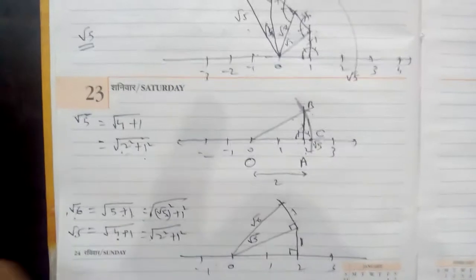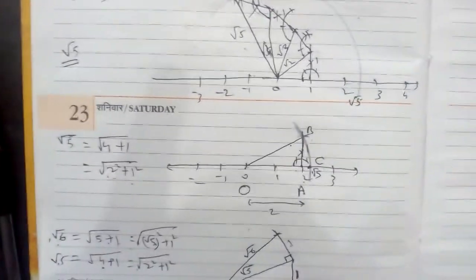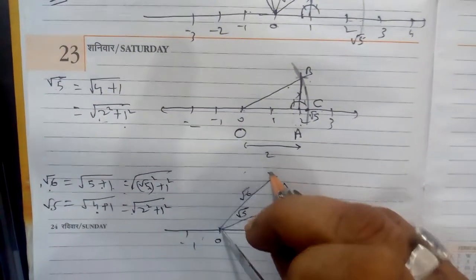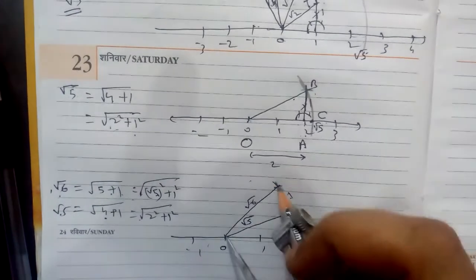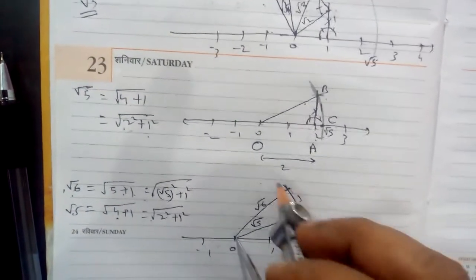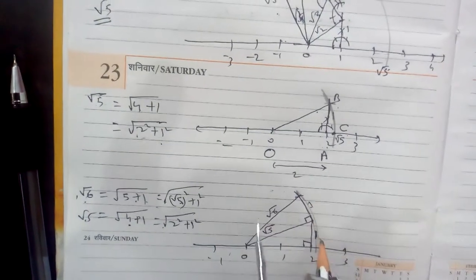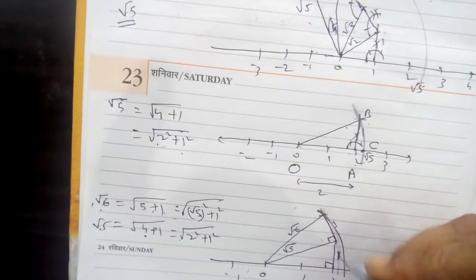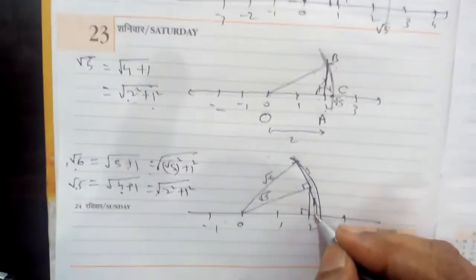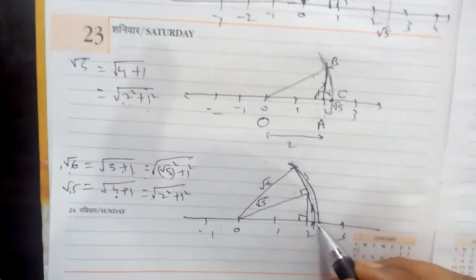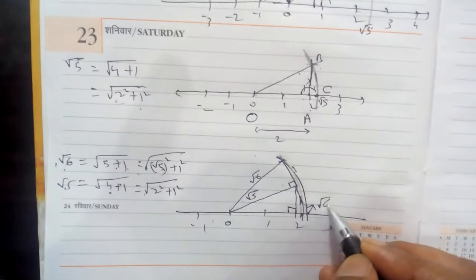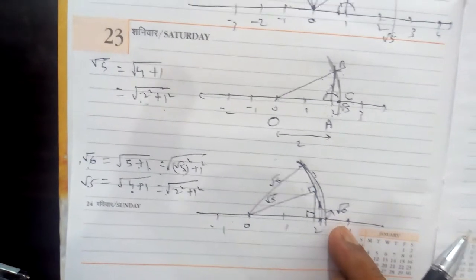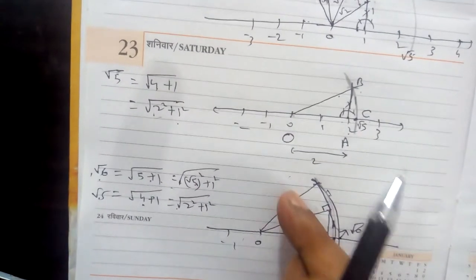Now by the compass, again the same process when you draw, you can get root 5 as well as root 6. Root 6 is this, and you take the compass and then draw. What are you getting? Root 6. You are getting root 6 on the number line. Root 5 here and root 6 here. There are 2 points you are getting, one is root 5 and one is root 6. Like this you will get root 7 and root 8 also.